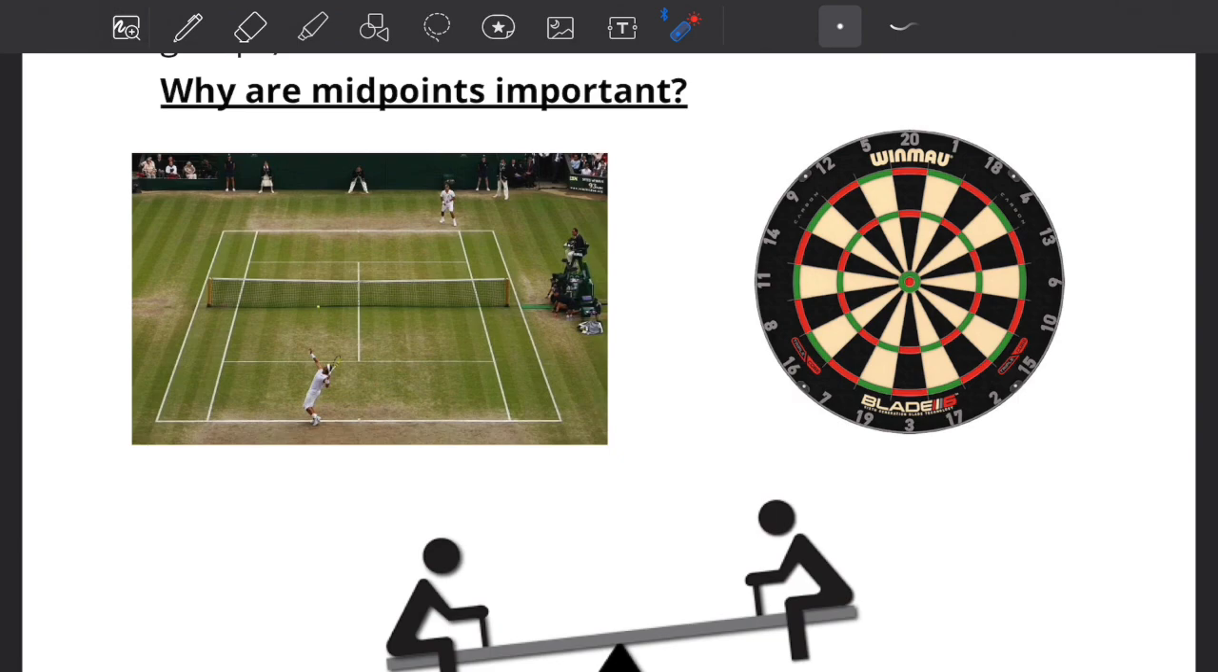A third example is when it comes to balance. For a seesaw, for example, for this to work well, you need to know where the center of this board is so that you have the most optimal experience.